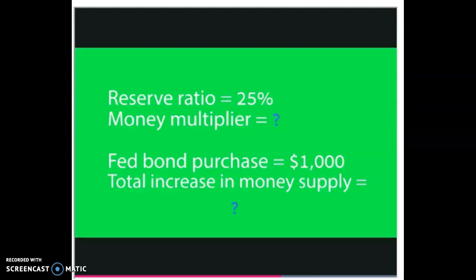It's your turn. Suppose the reserve ratio is 25%. What is the money multiplier, and what is the total increase in the money supply that can result from a Fed bond purchase of $1,000? The money multiplier is 4, and the money supply can increase by as much as $4,000.